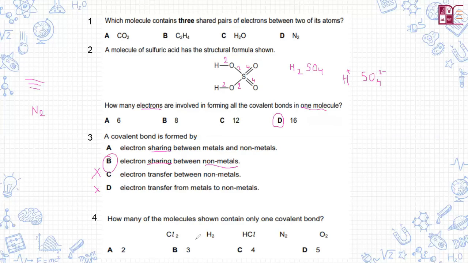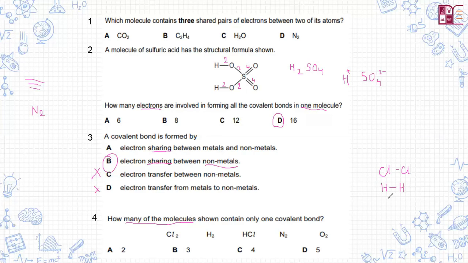Then the next one is, how many of the molecules shown contain only one covalent bond? So we have to check which one has only one covalent bond. Like which ones out of these? So we have chlorine, hydrogen. Chlorine, Cl2, has one covalent bond, because it's in group 7. It only needs one electron to complete the noble gas configuration.